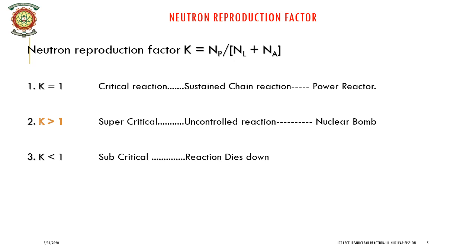If, however, K is less than 1, the reaction will not be self-sustaining. It will die down after a few stages. This is known as subcritical. The size and mass of the fissionable material in which a critical chain reaction can be sustained is called critical size and critical mass respectively. In the next slide, we will look at the possibility of fission in natural uranium.